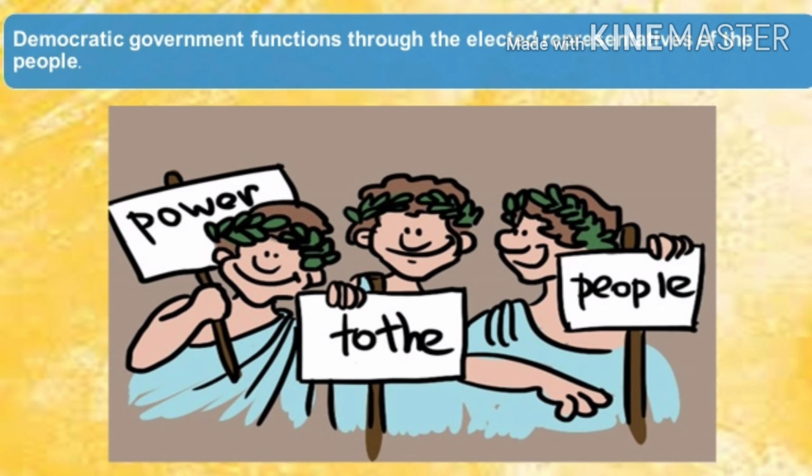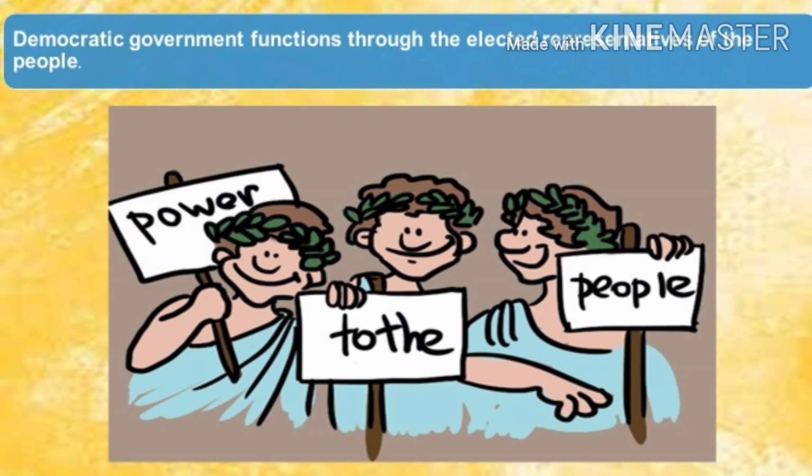So, the democratic government functions through the elected representatives of the people. Since people rule themselves through their representatives, this is called people's government, because we the people have formed this democratic government, and it's ruled by us through our representatives. The freedom that people have to choose their representatives is a basic trait of democracy.